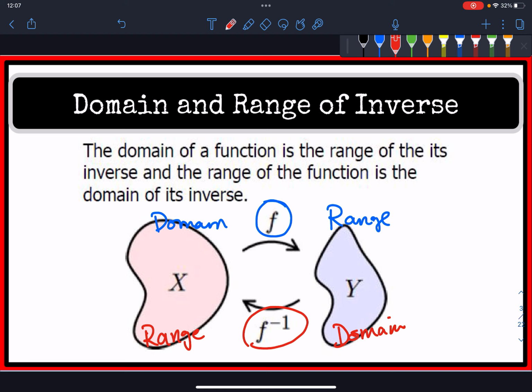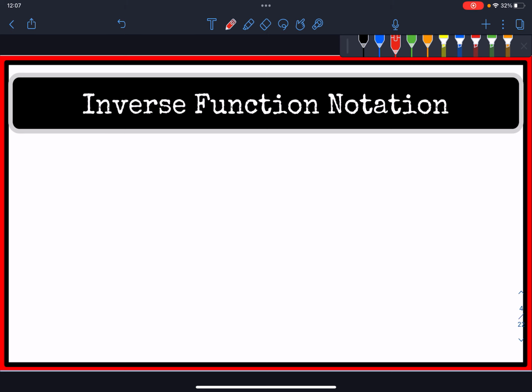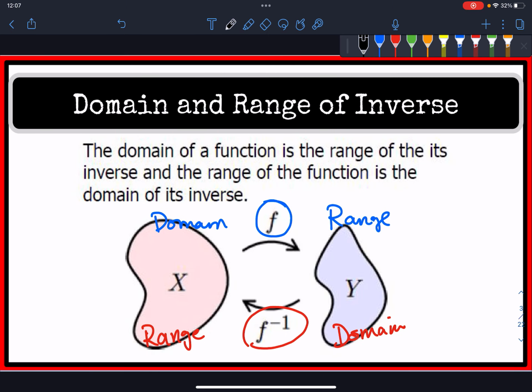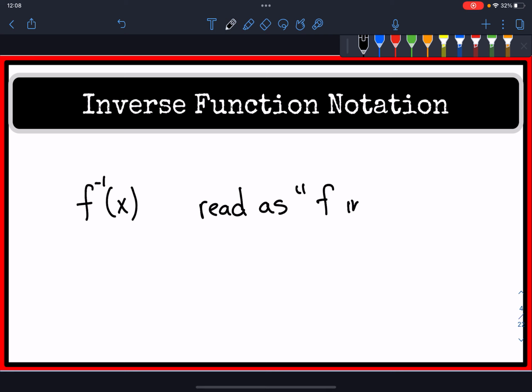Before we go to example number 1 in our notes, the notation that we use for inverse is this notation right here. We have f to the negative 1. So the notation for an inverse is to have our function f with negative 1 as an exponent, in terms of x. And the way that this is read is f inverse of x. That's how we read this notation.